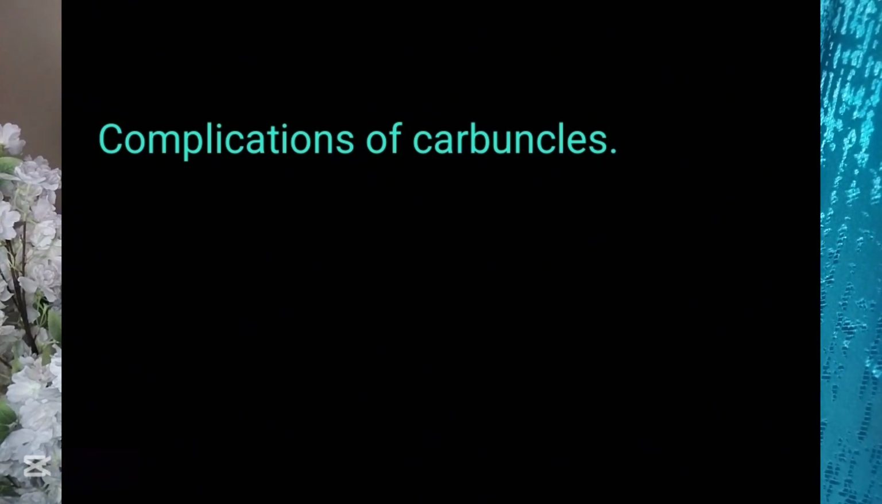Another complication of carbuncles includes internal abscesses. Internal abscesses is when there is collection of pus in different organs of the body, for example, the kidneys, the lungs, the liver, the heart, the brain, and it is usually as a result of bacteria being transported into the blood vessels, and the bacteria can be transported via blood, reaching those various organs. Carbuncles can also cause permanent scarring of the affected area.